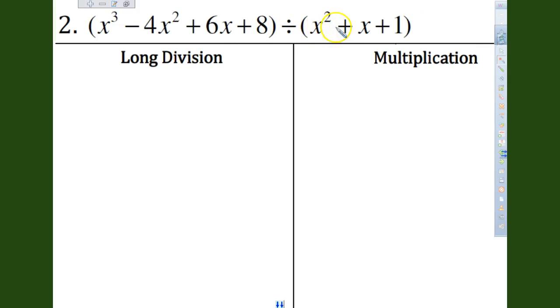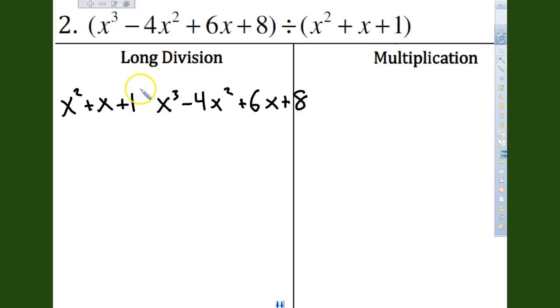Okay. This is a little different because we're dividing using a trinomial, which is perfectly fine. It's just that when we're doing the steps, instead of multiplying twice, we'll multiply 3 times. 3x is 4x squared plus 6x plus 8. There we go.